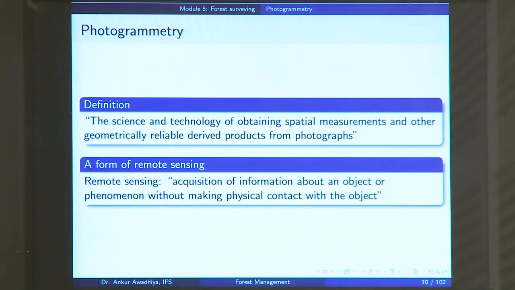So, you take photographs and you measure them to get an idea of the spatial locations or the spatial distribution of different objects on the photograph. It is a form of remote sensing or the acquisition of information about an object or phenomenon without making a physical contact with the object. So, what we are saying here is that because you are using photographs, you are not touching the object.